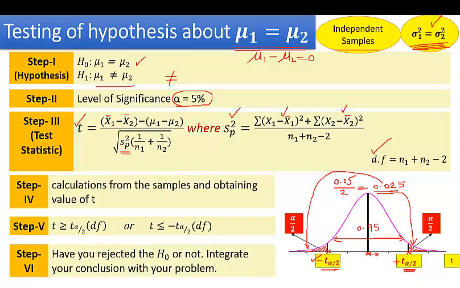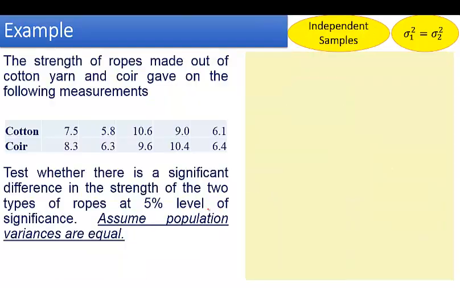So going to step 6, here we have to make a decision about the null hypothesis. So finally, at the last, you also have to integrate your conclusions with your problem. This is the most important, because just saying reject H naught will not make any sense. So whatever the question is, whatever the problem is, finally you have to integrate your results with that problem. This is an example of the same scenario.